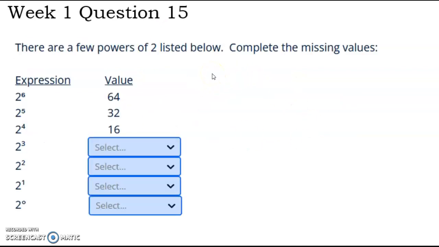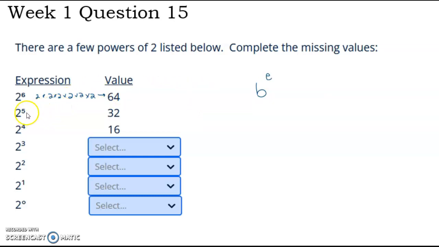Question 15. There are a few powers of 2. So, oof, powers. What in the world are we talking about? So these are exponents. When we have an exponent, we are talking about our base, and it is being multiplied to itself however many times the exponent tells it to do so. So for this one, 2 to the 6th power is 2 times 2 times 2 times 2 times 2 times 2. That's how they got 64.